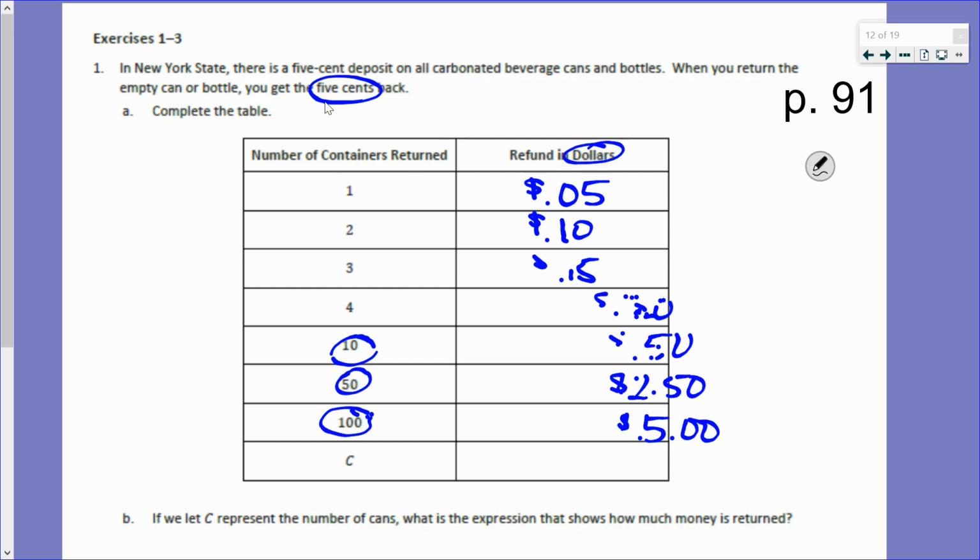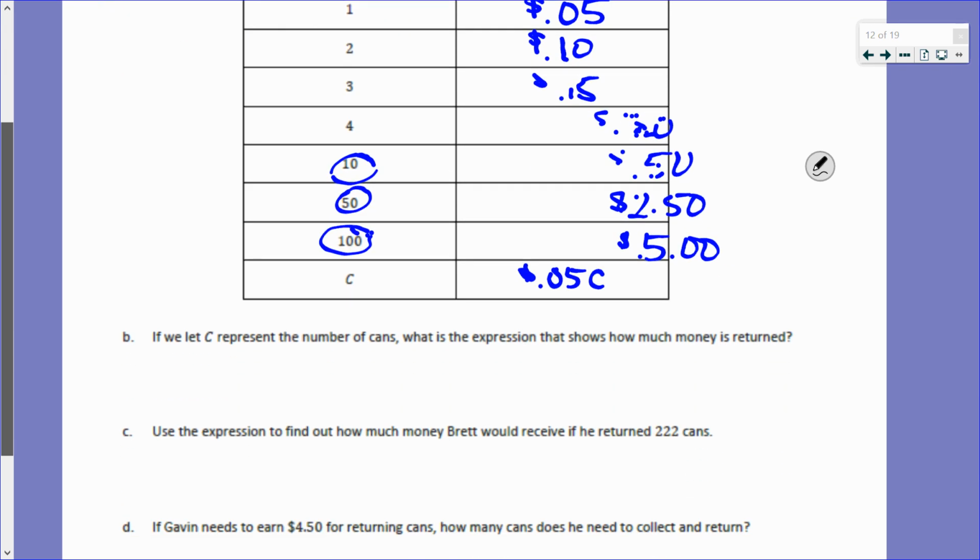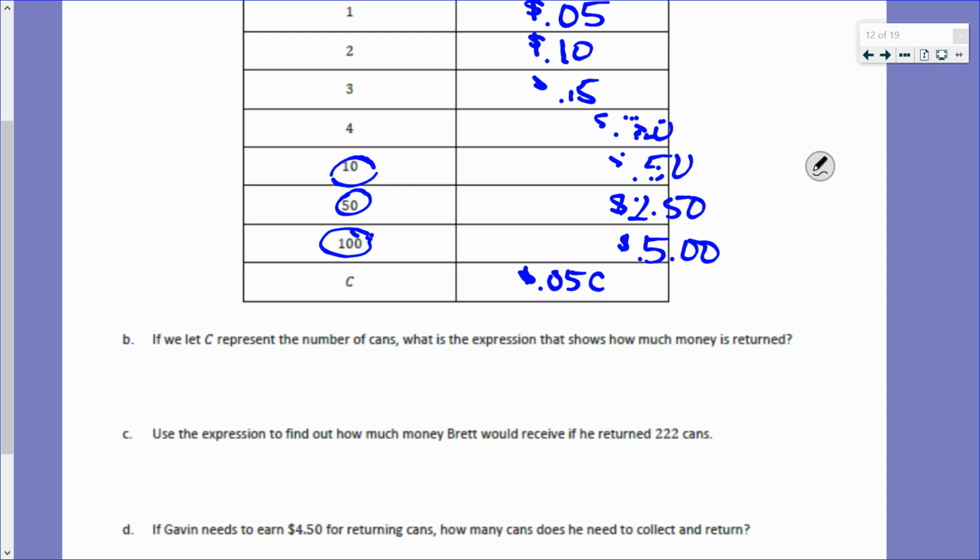For some number C, I have to multiply 5 cents times the number of cans. Meaning, if I come down this way, the 10 was 50 cents. This one was 20 cents. Okay, I didn't write it all down.